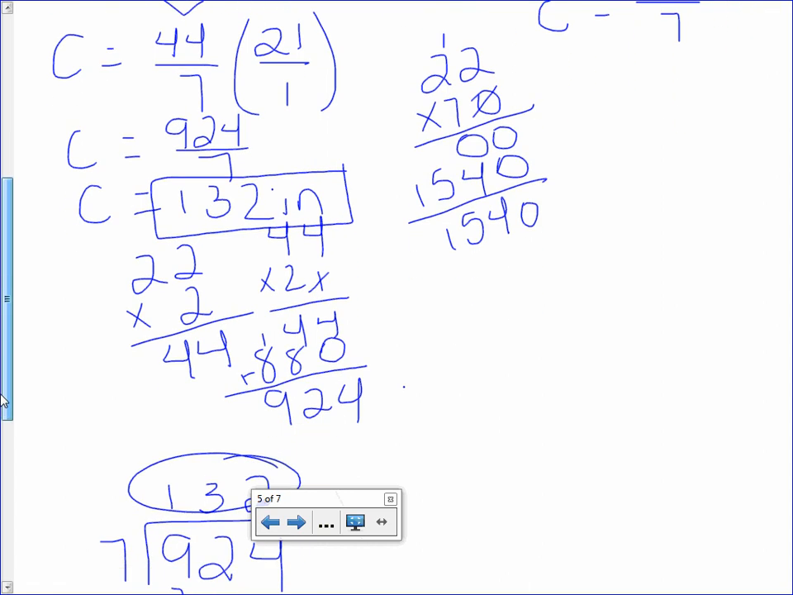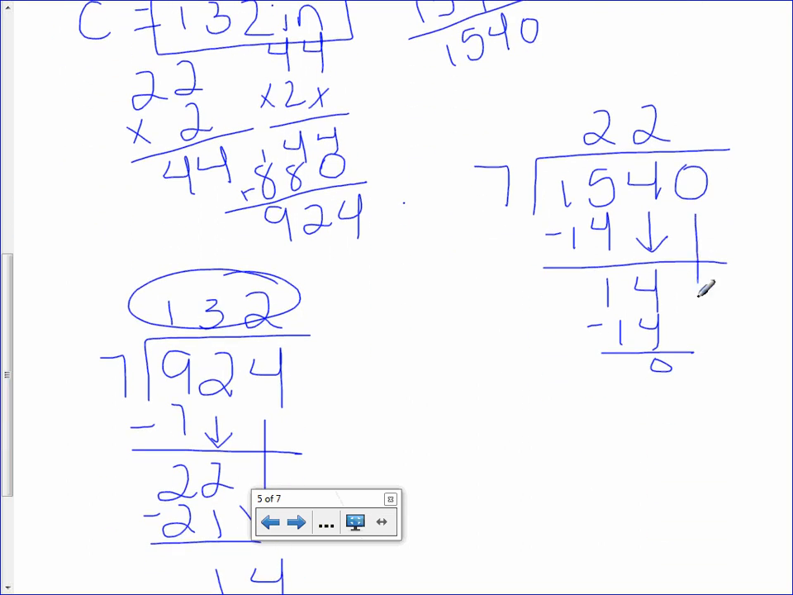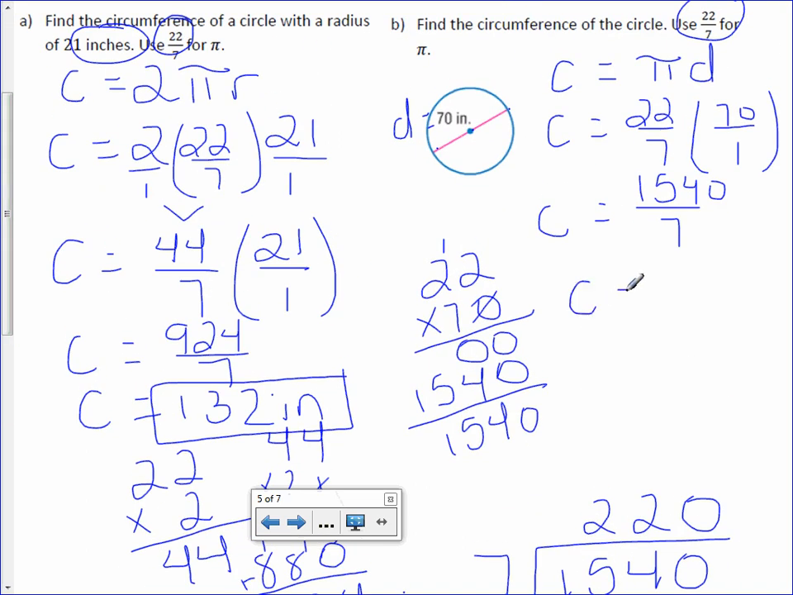I'm just going to scroll down a little bit here. 7 goes into 1,540. 7 goes into 15 twice, which is 14. Subtract to get 1. Bring down the 4. Again, 7 into 14 twice. Minus 14 is 0. Don't forget, you have that 0. You must bring it down. 7 goes into 0. 0 times. So our answer, circumference equals 220, and in this case, inches.